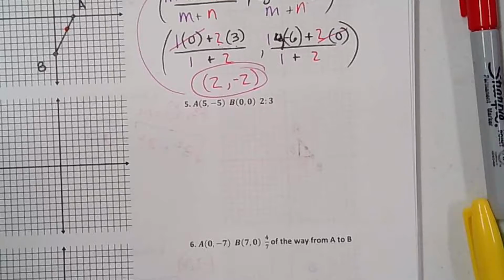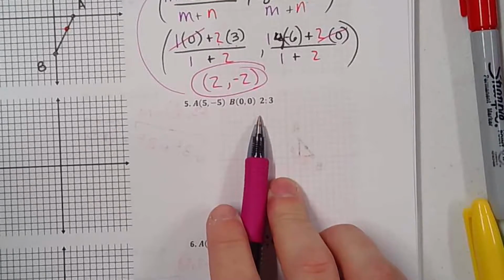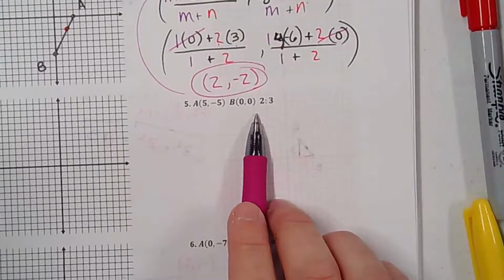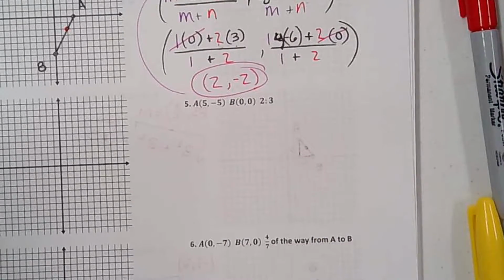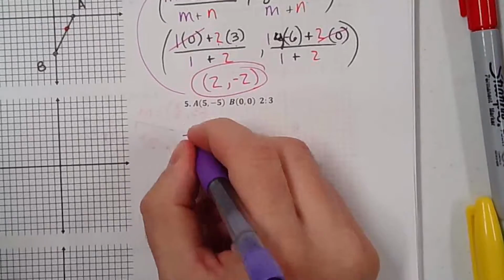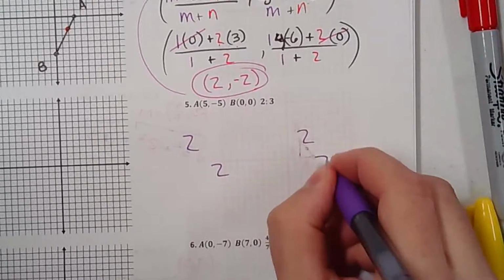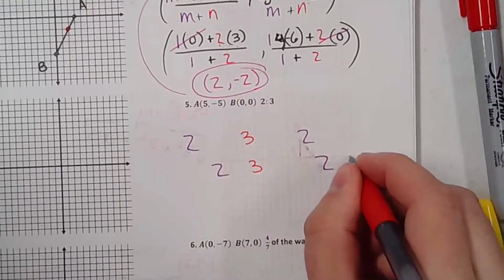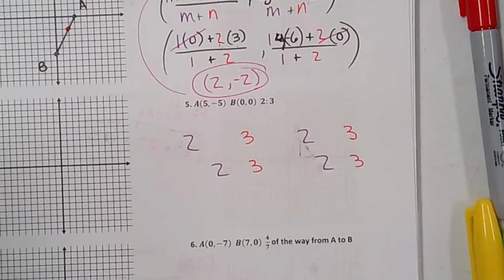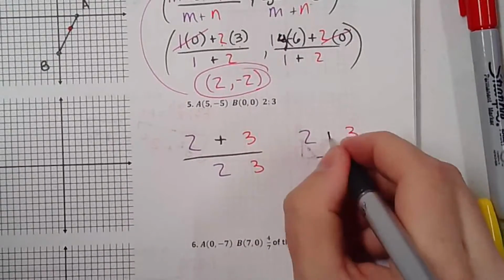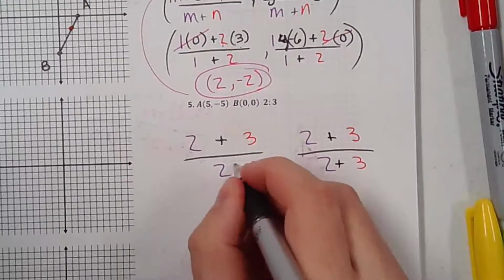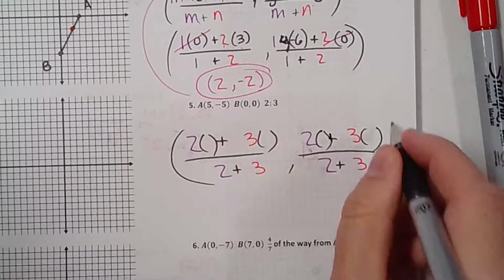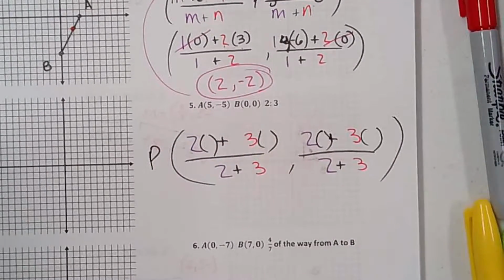For number 5, what's m and n? What is it? Come on. What's going to be our m and our n? 2 and 3. Very good, right? So when we do this, we're going to have a 2 here, because that's m. And we're going to have a 3 here, because that's n. We're adding and dividing because we're finding an average. And this is a coordinate, and that's going to get us p.